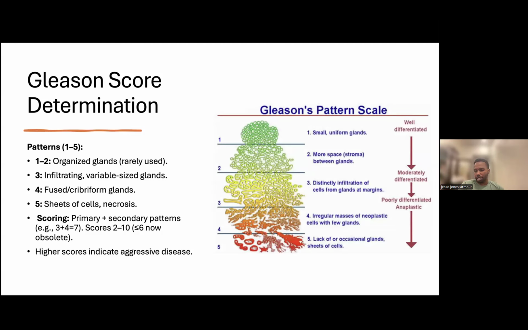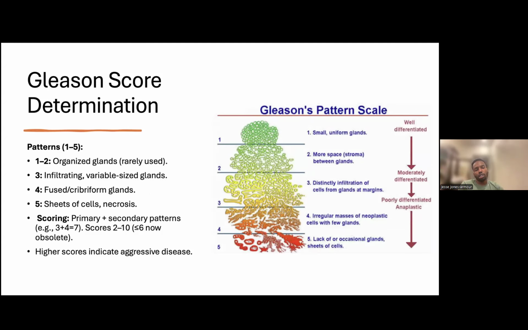You would never really see these on a pathology report because these are considered normal or benign. Then you have 3, which is infiltrating variable size glands. Then you have 4, which is fused cribriform glands, and 5, which is sheets of cells, necrosis, poorly differentiated, right?